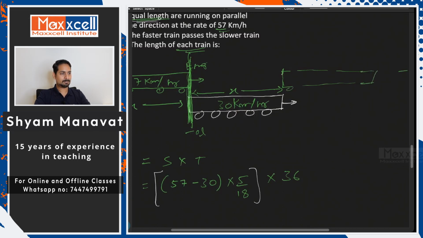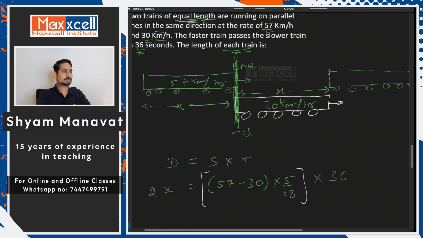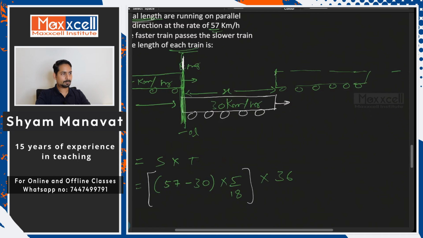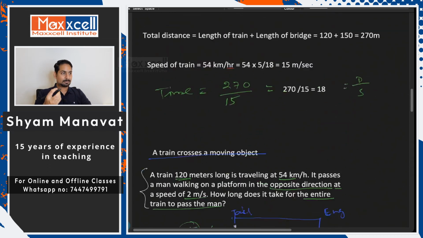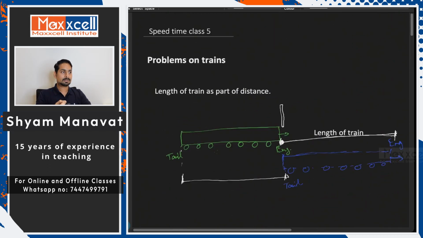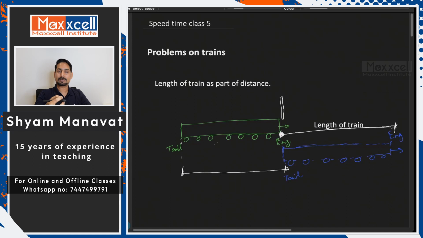Yeah, the faster one will be here then. That means the train engine here, when it passes the slower one, the engine has to be here. That means this is the length of the first train and then the length of the second train, right? So the distance has to be x plus x. Coming back to the same root sentence, length of train as part of distance.